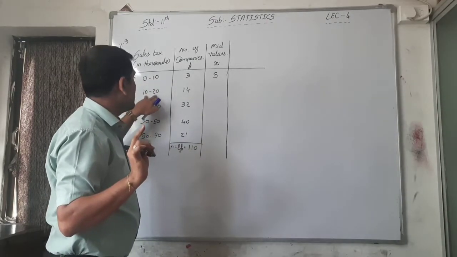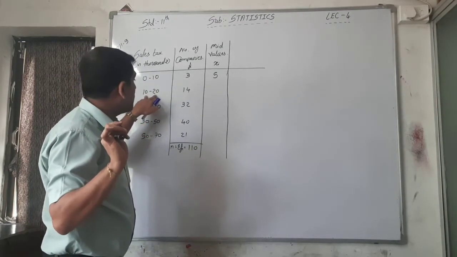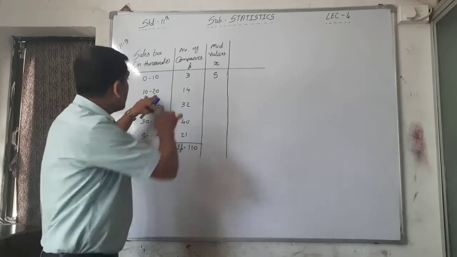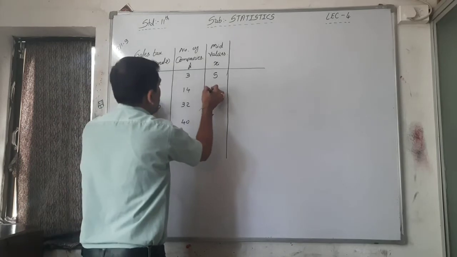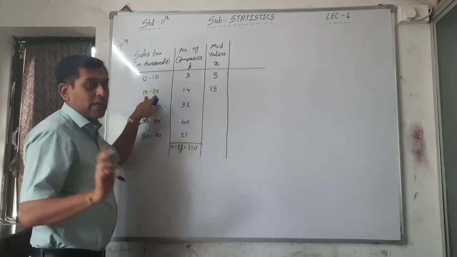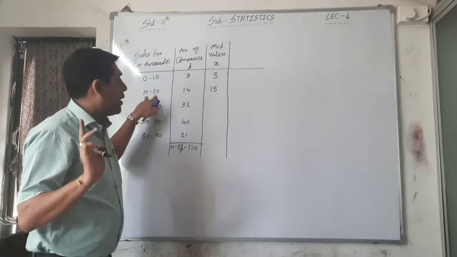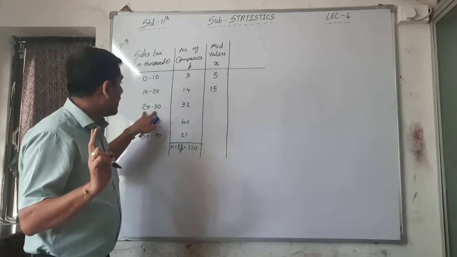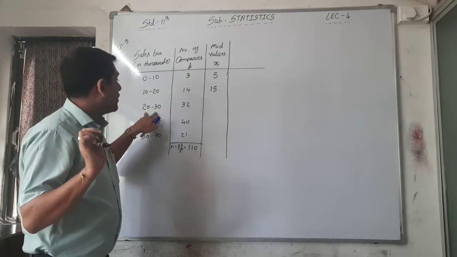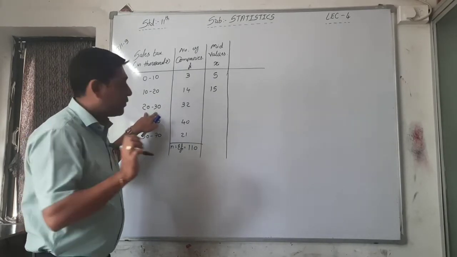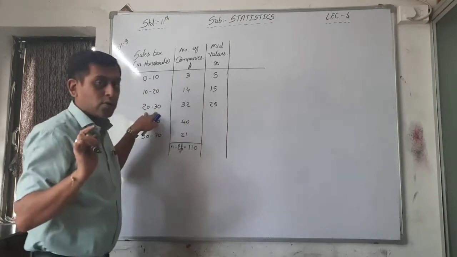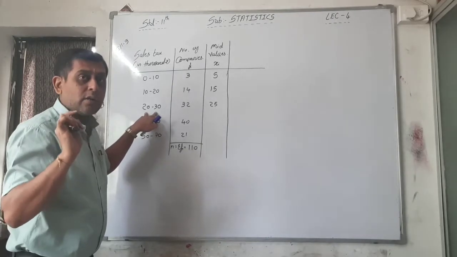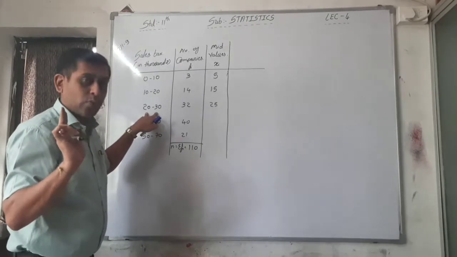See, the difference is common here. So up to this we can add 10, because here the difference is 10, here also the difference is 10. So here 10 plus 20 divided by 2, 30 divided by 2, that is 15. Again the class is equal, that's why we can add 10, that is 25. Or we can find it this way also, 20 plus 30 divided by 2, that is 25.